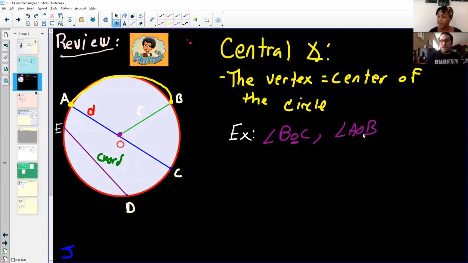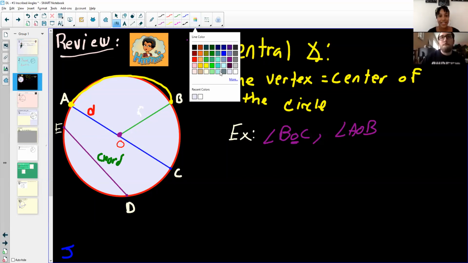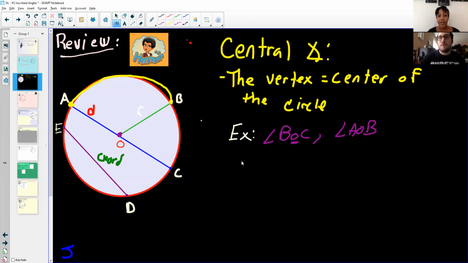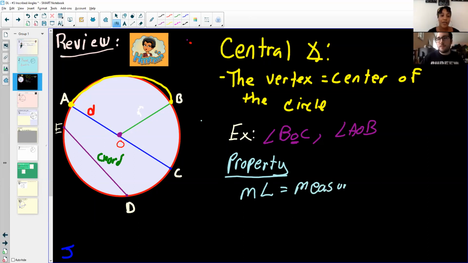Can we also talk about one of the properties of central angles? The very last thing that we taught you is that when you have central angles, there's a special property that goes with it. The measure of the central angle is the exact same measure as the arc. For example, if we told you the measure of angle AOB was 40, so this angle is 40 degrees.